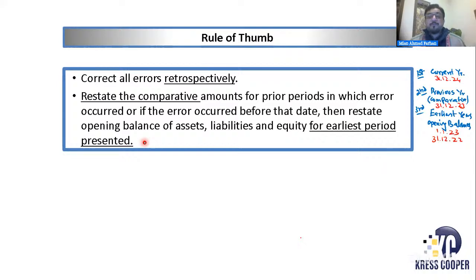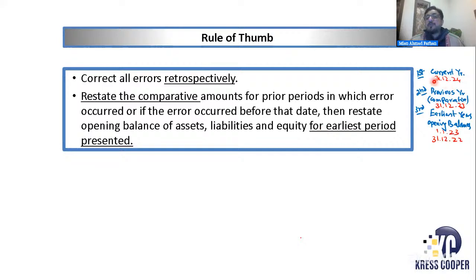So what we do, in fact, we are preparing 3 financial statements, you can say. First is the current period. Second is the previous period, which is the comparative period. And the third is, in fact, reflecting the changed assets and changed liabilities and the changed amount of equity representing the opening balance of the previous year. Previous year means the comparative year.